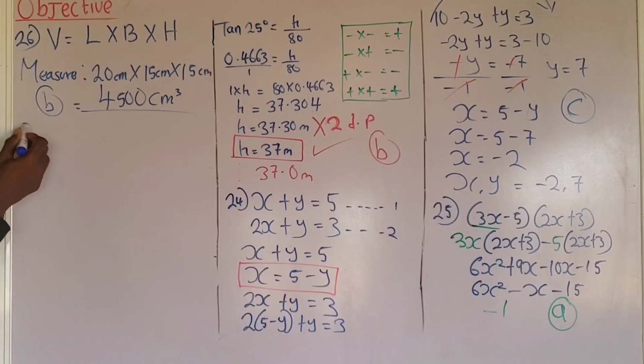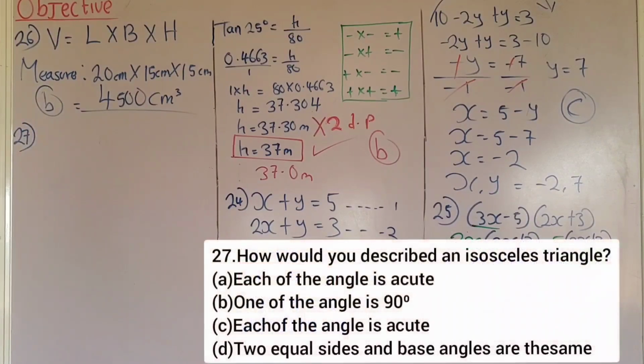Now let's move to question 27. How would you describe an isosceles triangle? Option A, each of the angles is acute. Option B, one of the angles is 90 degrees. Option C, each of the angles is acute. You can see that option A and option C were repeated in the question. So option D, two equal sides and the base angles are the same.